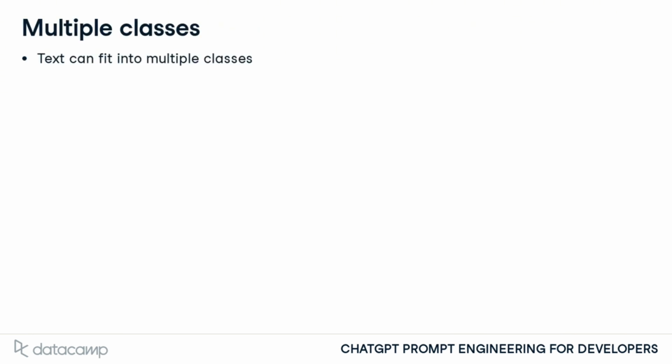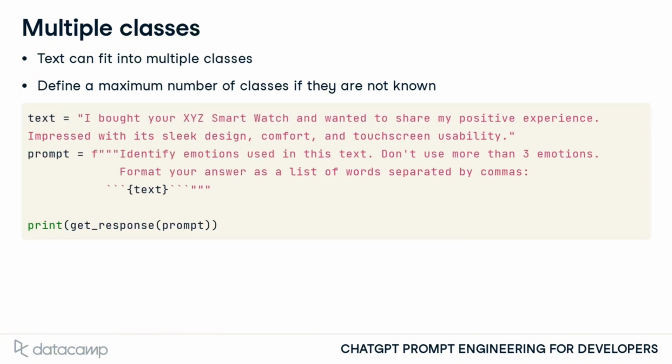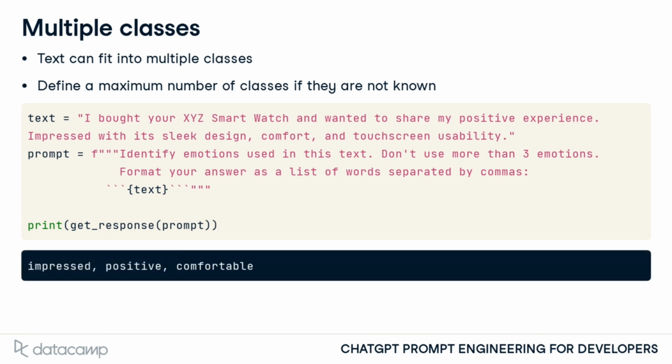Texts can fit multiple classes, such as a review expressing several emotions. Without a predetermined list, the best practice is to ask the model to specify a maximum number of classes when specifying emotions. For the smartwatch review, we instruct the model to list up to 3 emotions. The model identifies the customer as impressed, positive, and comfortable.